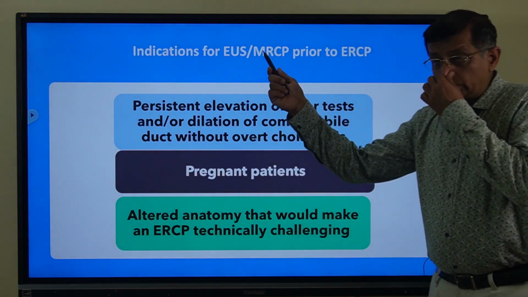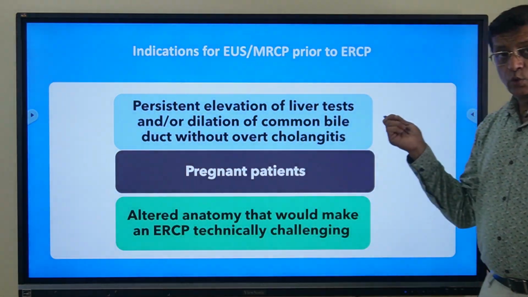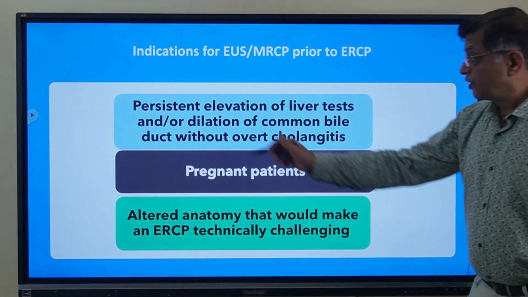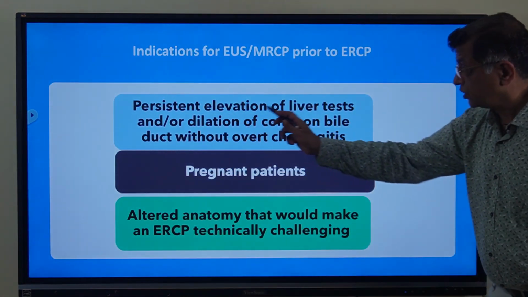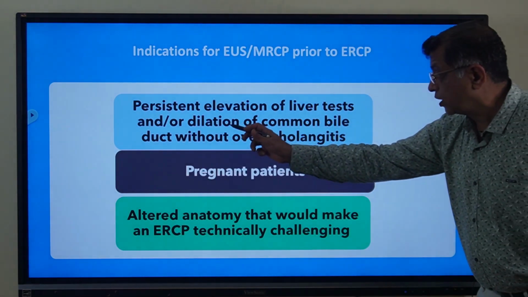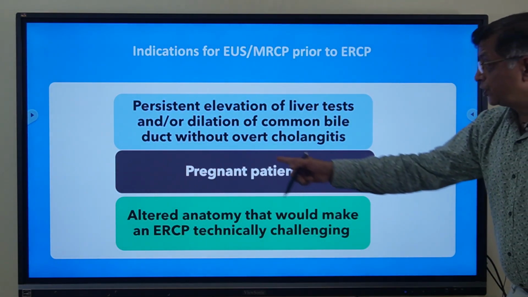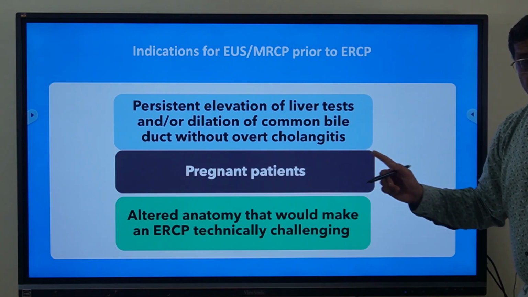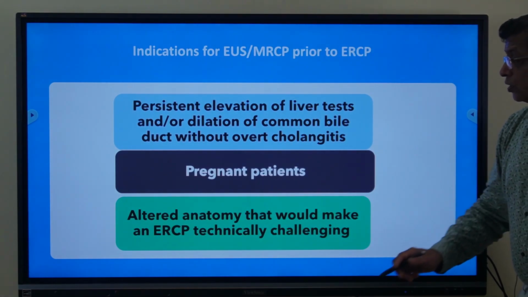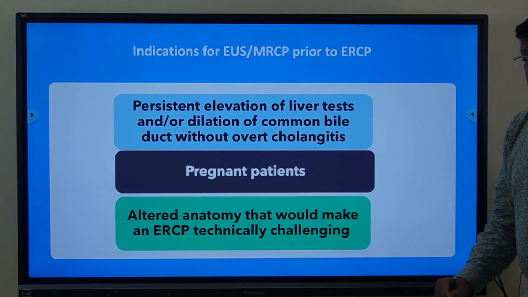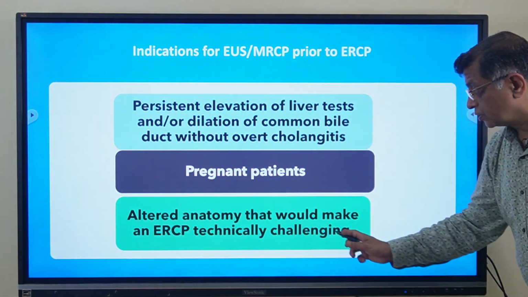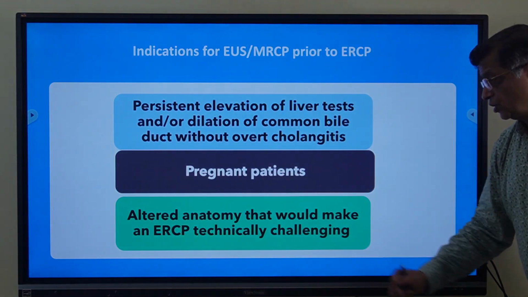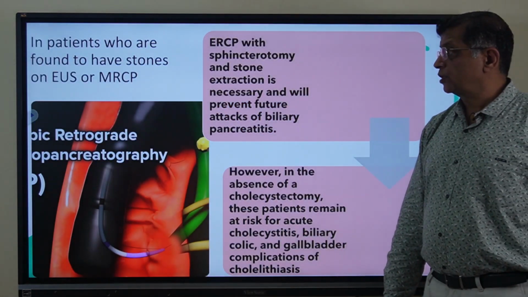Indications for endoscopic ultrasound or MRCP prior to doing an ERCP. If there is persistent elevation of liver tests, just like we talked about in the last slide, and/or dilatation of the common bile duct without overt cholangitis, then do an MRCP or endoscopic ultrasound. In a pregnant patient, you can do MRCP or endoscopic ultrasound. Altered anatomy that would make ERCP challenging: in such patients, you should do endoscopic ultrasound.